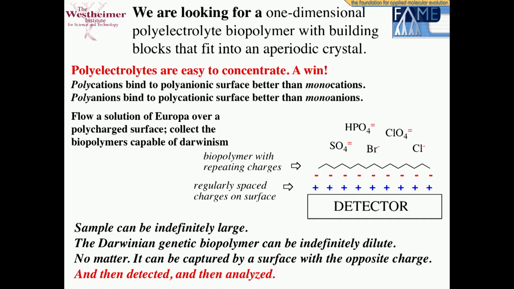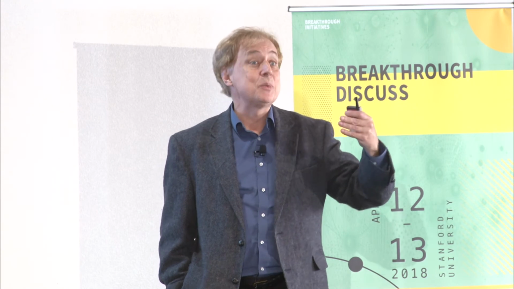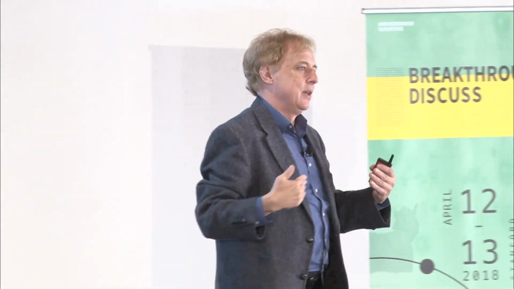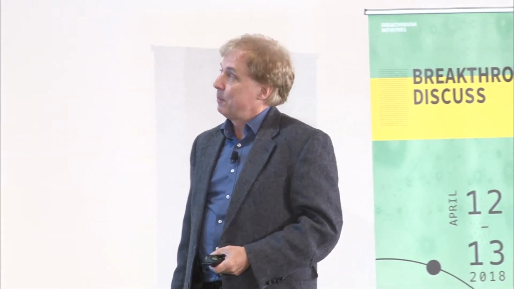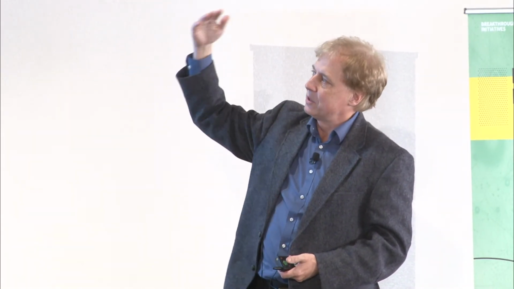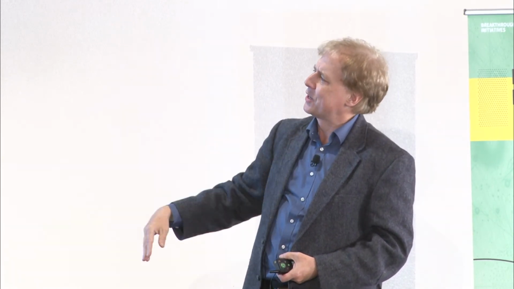Now, it turns out that you have a win here, because if I've got a polyelectrolyte with a lot of negative charges on it, it is very easy to recover that out of dilute solution just by having a capture element which has a lot of positive charges on it. And of course, if the polyelectrolyte has a lot of positive charges on it, I can capture that by a surface that has a lot of negative charges on it. And so polycations will bind to a polyanionic surface much better than monocations, and polyanions will bind to a polycationic surface much better than monoanions. I think I said that right.